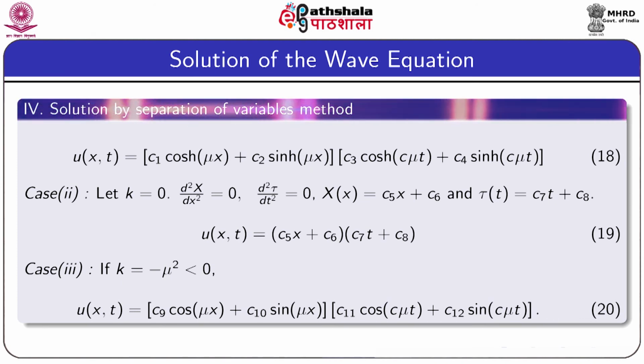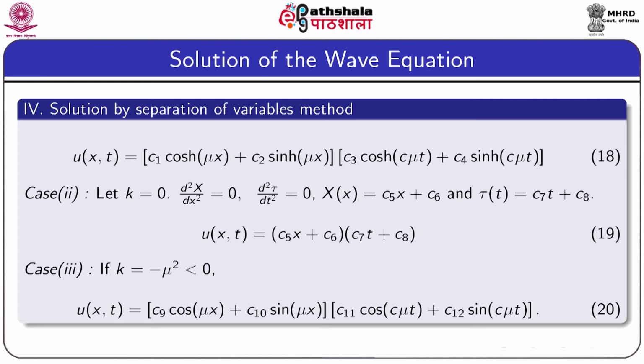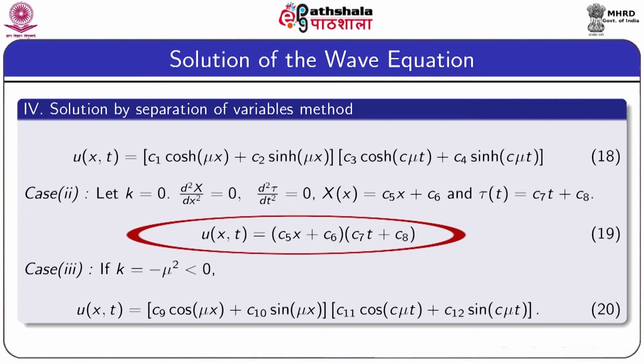Now, in the second case, we assume our separation constant as 0, then the equations for capital X and tau become del 2 X del x square equals to 0, del 2 tau del t square equals to 0, and the solutions of these equations are capital X is C5 x plus C6 and tau equals to C7 t plus C8, where C5, C6, C7, C8 are constants. So, the solution can be written as u equal to this product of capital X and capital tau, which is written in equation number 19.